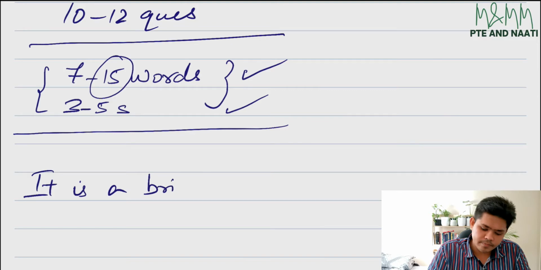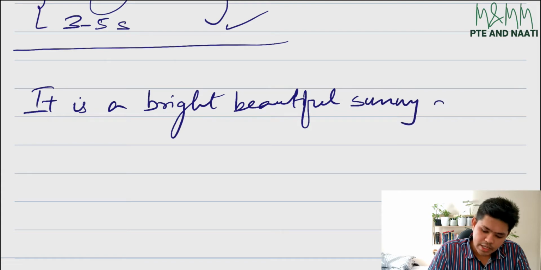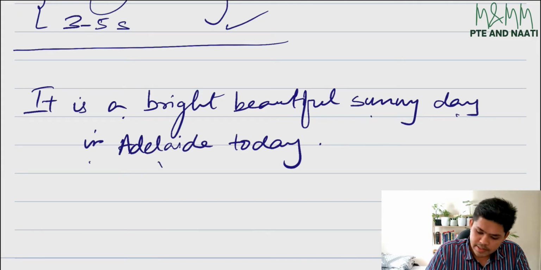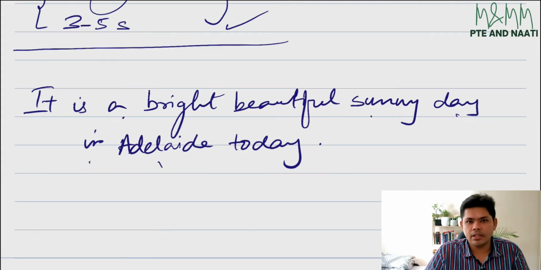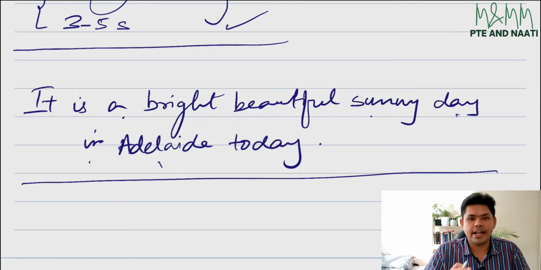It is a bright, beautiful, sunny day in Adelaide today. Okay, 3, 3, 6, 7, 8, 9, 10. So I am in the proper range. 10 is okay. Now obviously this is an easy sentence, I agree, but still it's a good start, right? So now, it is a bright, beautiful, sunny day in Adelaide today.